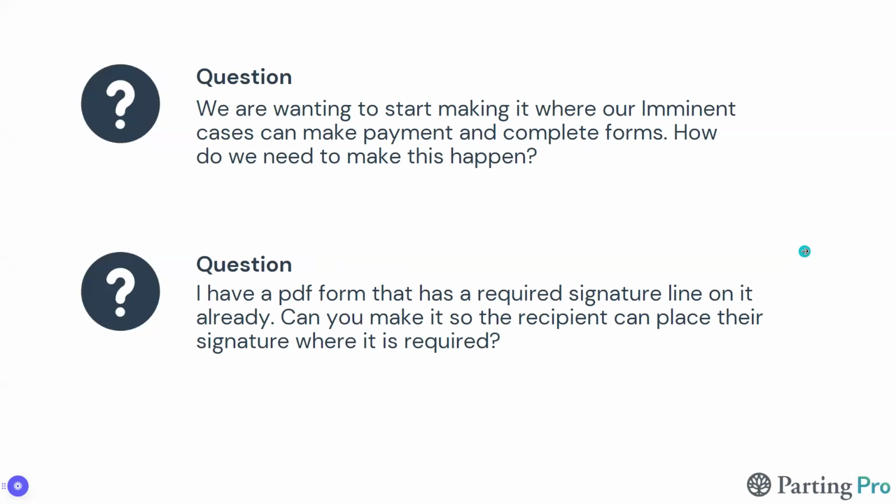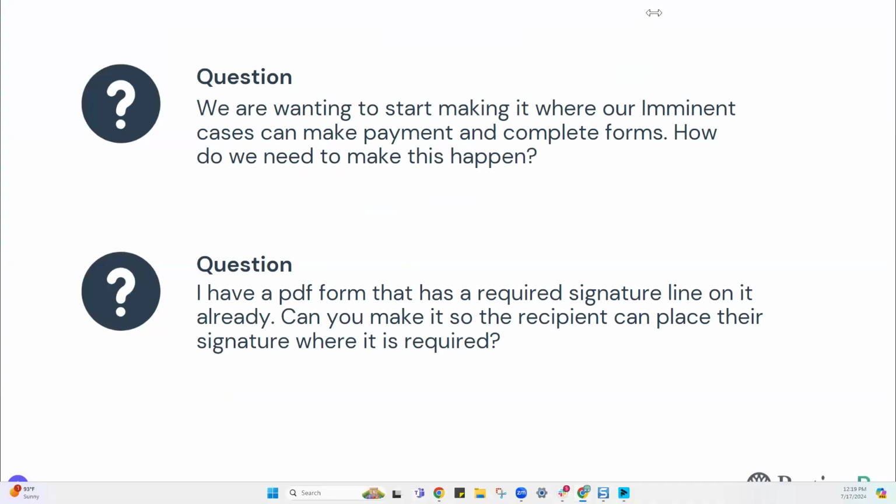The next question we had is, we are wanting to start making it where our imminent cases can make payment and complete forms. How do we need to make this happen? So the way that you would do this is, your customer, if they're going through your online store and they're choosing Imminent, they don't have an option at the end of that checkout flow to pay, because there's so many different rules regarding taking payments before arrangement, whether that's for pre-need or imminent. So right now we just don't have the option for an imminent or pre-need case to pay.